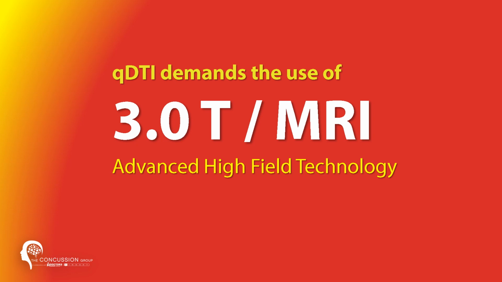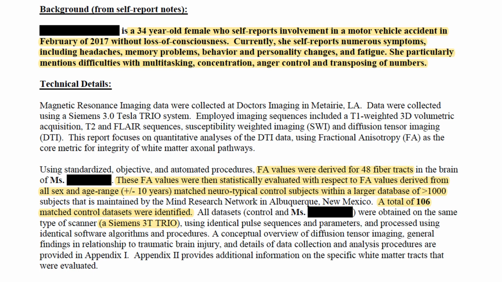In order to do quantitative DTI, or quantitative diffusion tensor imaging, we require advanced high-field MRI technology. So we use only 3.0 Tesla MRI when we do our studies. As an attorney, what will be most important to you is our report. I will be happy to send you a redacted paper copy of the report, or you can go to our website, www.theconcussiongroup.com, and see what the actual report looks like. But let me review what it is so you'll have some idea as to what it may mean to you.